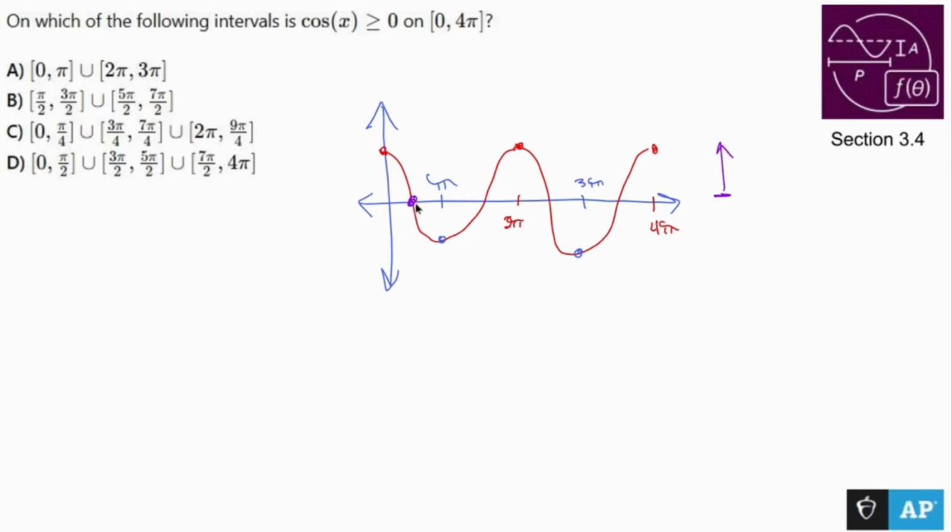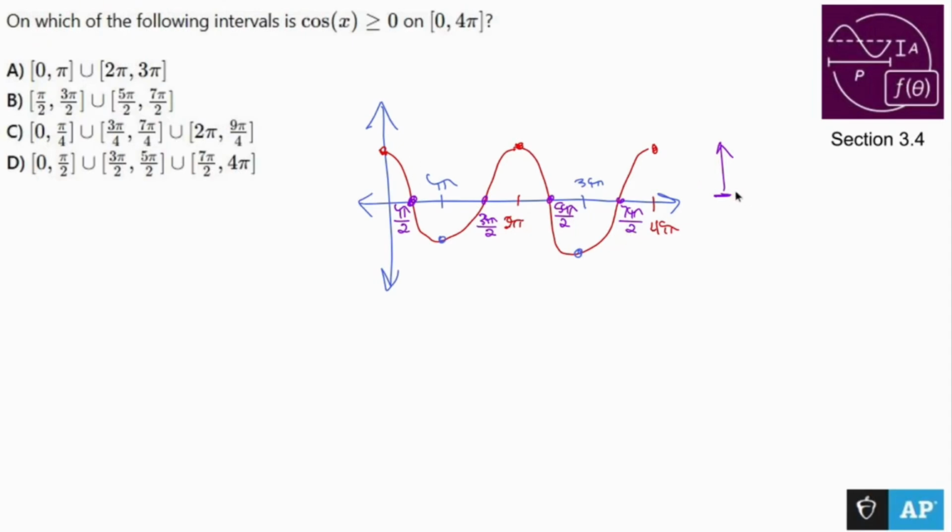By the way, these are the inflection points. So pi over 2 is an inflection point. Halfway from pi to 2 pi is 3 pi over 2. Halfway from 2 pi to 3 pi is going to be 5 pi over 2. And halfway from 3 pi to 4 pi is going to be 7 pi over 2.